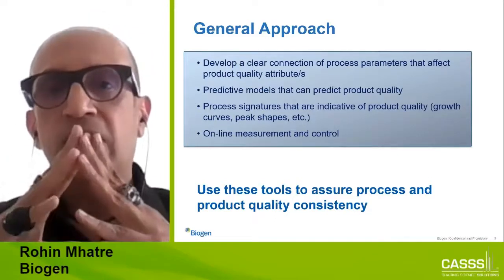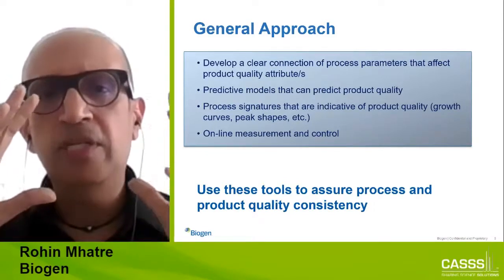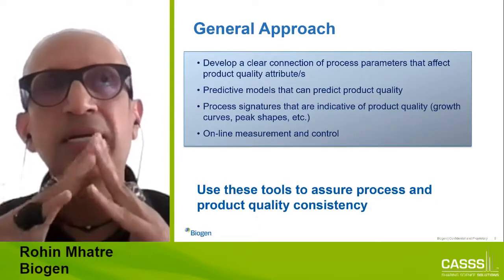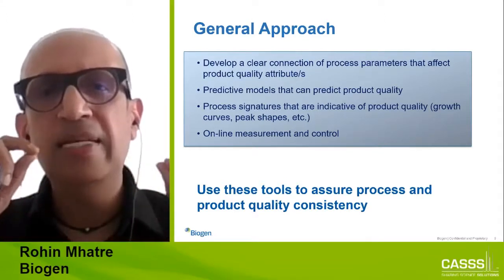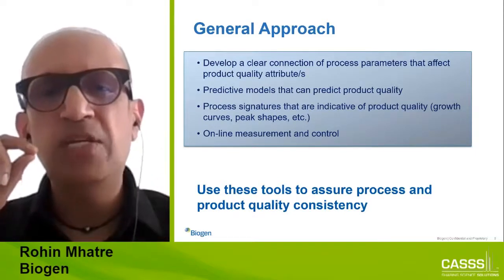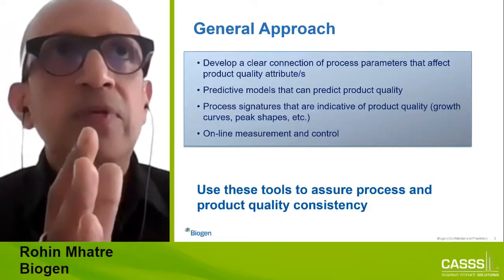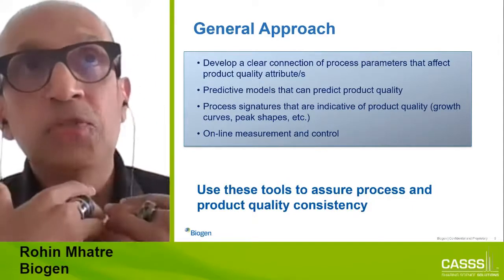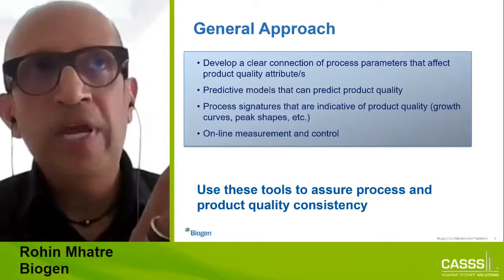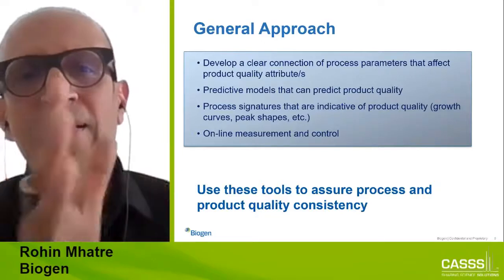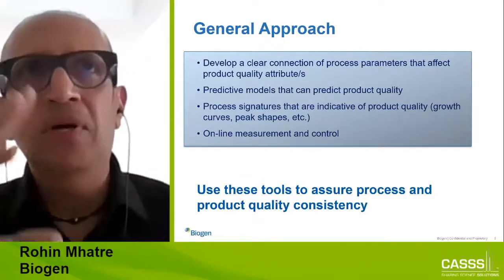So having said that, our general approach now, the way we are approaching all our processes, all our production, is that we're trying to develop as clear a connection as we possibly can to process parameters that affect quality. And then, as I said, models come into place, process signatures, looking at growth curves, peak shapes, and so on. All of this is to say that we need to have full control. For all our unit operations, this is something I strongly believe in, we want to understand all the way from our production reactor, all the way through bottling, what is actually happening to the product, and this has nothing to do with saying based on this we'll eliminate testing or release testing.